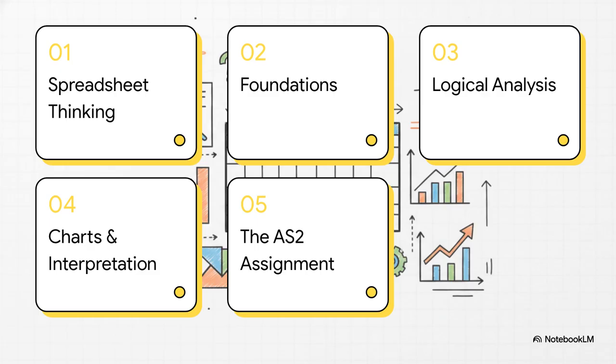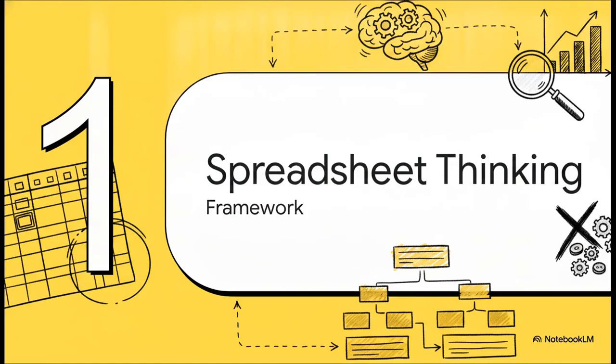Here is our roadmap for today. We're starting off with spreadsheet thinking, then laying down some foundations, moving right into logical and conditional analysis, jumping over to charts and interpretation, and finally, we'll wrap the whole thing up with everything you need to know about the AS2 assignment. So part 1, spreadsheet thinking.